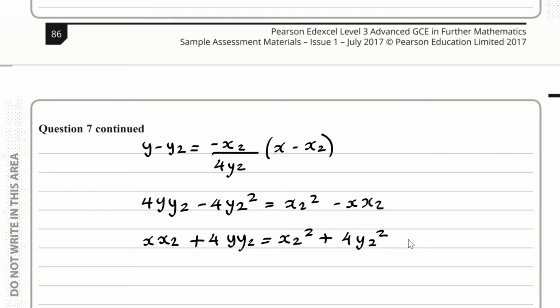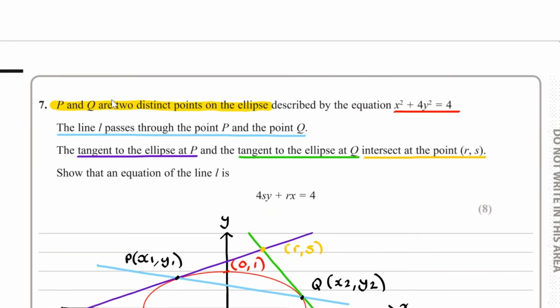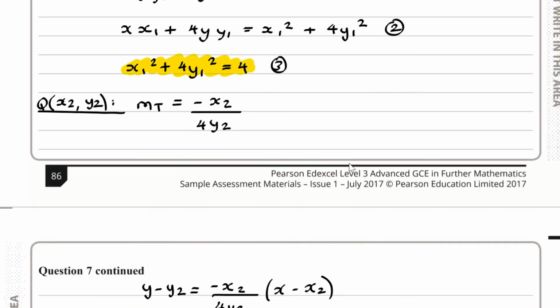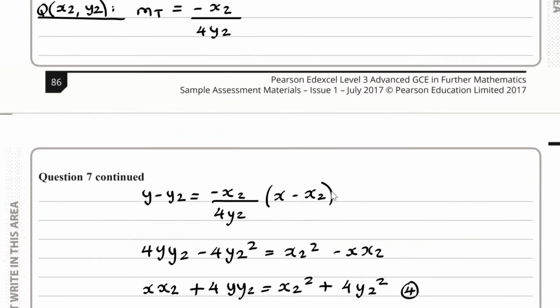And also, using the fact that Q lies on the ellipse, so we were told Q lies on the ellipse, we can also conclude that we have x2 squared plus 4y2 squared equals 4. So all I've done over here is, again, I've substituted the coordinates of Q back into equation 1. So this over here is equation 5. Okay, now what do you notice?